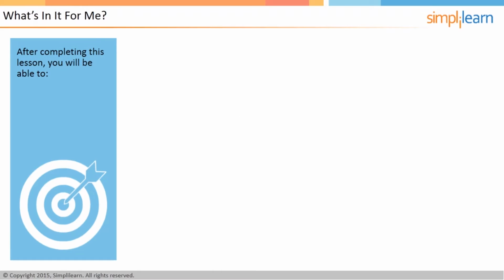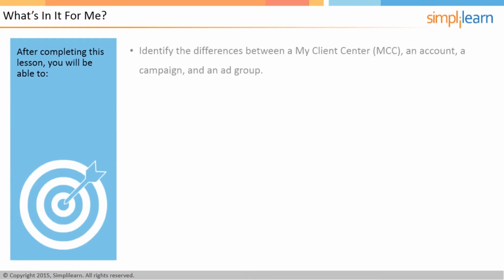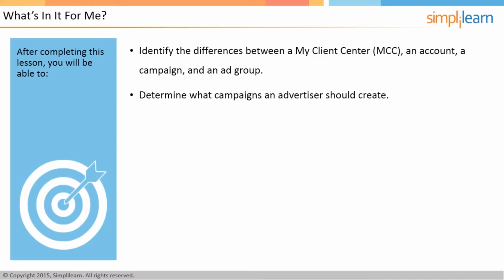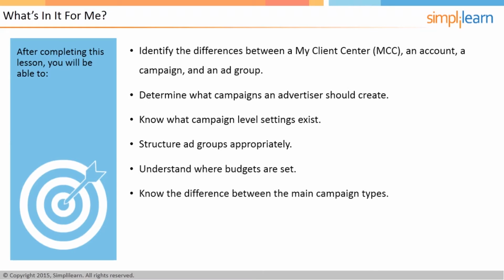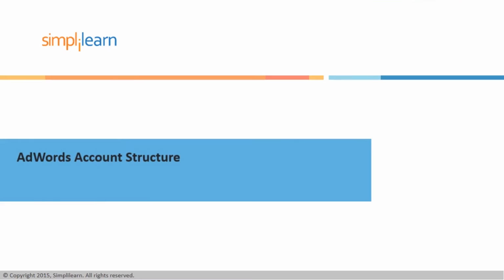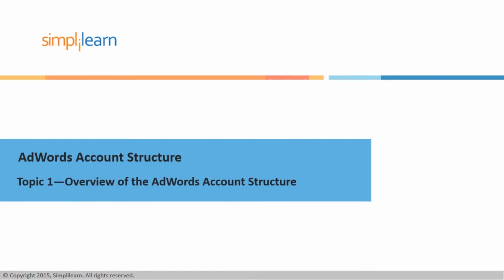After completing this lesson, you should be able to identify the differences between a My Client Center, an account, a campaign, and an ad group. Determine what campaigns an advertiser should create. Know what campaign level settings exist. Structure ad groups appropriately. Understand where budgets are set. And know the differences between the main campaign types. So first, let's look at an overview of how accounts are structured.